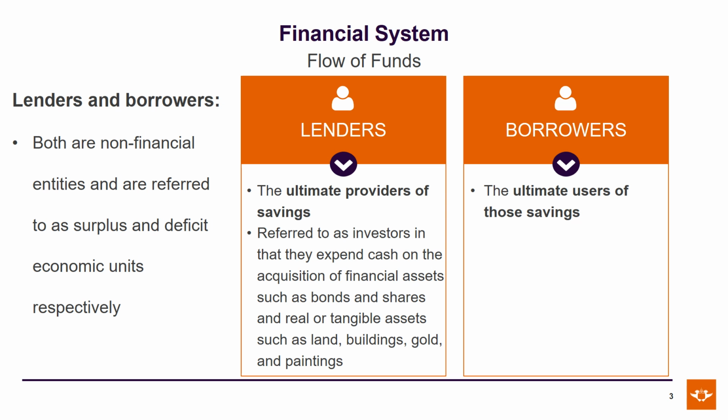A little more detail on lenders and borrowers. They are both non-financial entities, and they are referred to as surplus and deficit economic units. Surplus is associated with abundance, so lenders who have excess funds are surplus economic units. Borrowers, who are in need of funds, are referred to as deficit economic units.